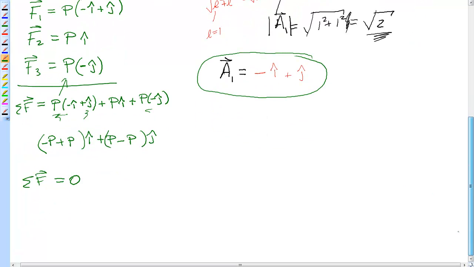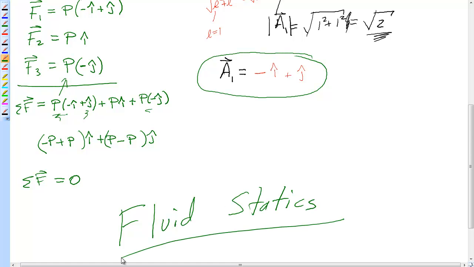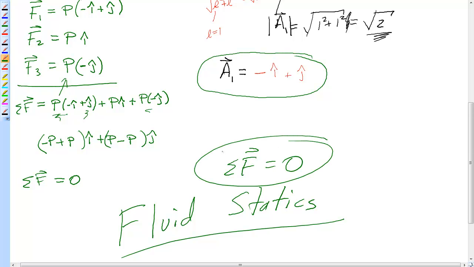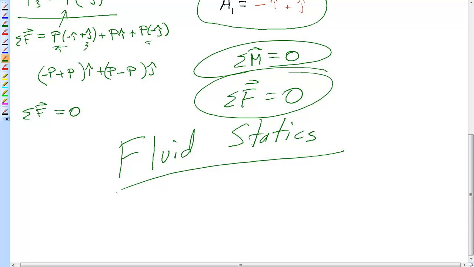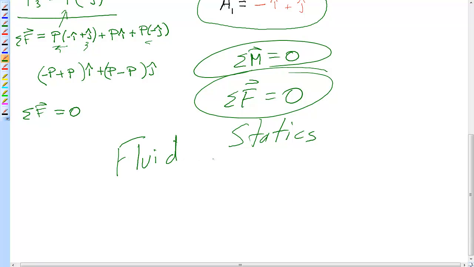Hence the title of this section, fluid statics. The sum of the forces on all this stuff is going to be 0. By that same matter, the sum of the moments is going to be 0. So things are going to look a lot like statics, except the word fluids is buried in there. So with that in mind, that's a decent introduction here.